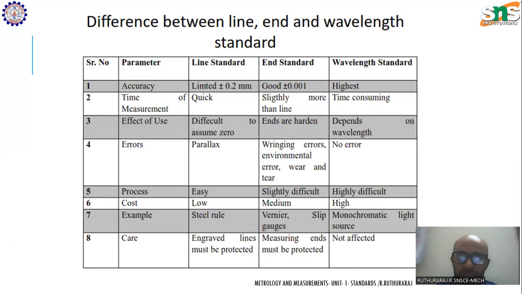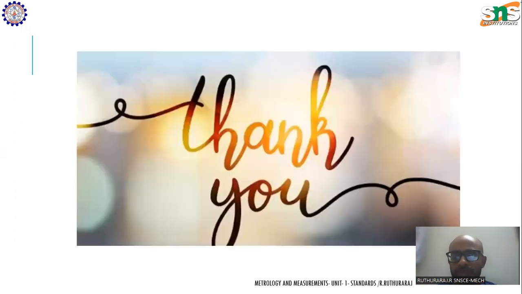If you understood this lecture, we discussed standards and the need for standards. Standards are particularly needed in order to maintain accuracy and the same value throughout the world. I hope you understood the lecture on this unit 1. We will meet again in the lecture series on unit 2.